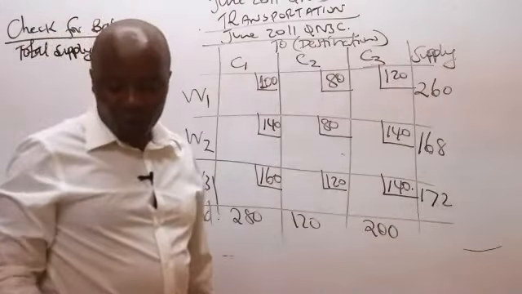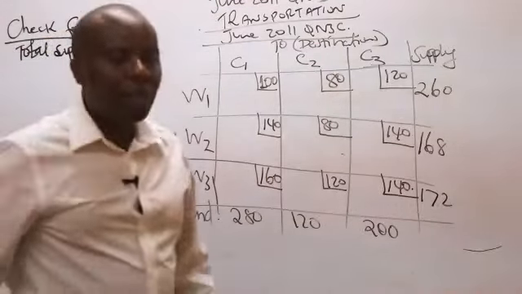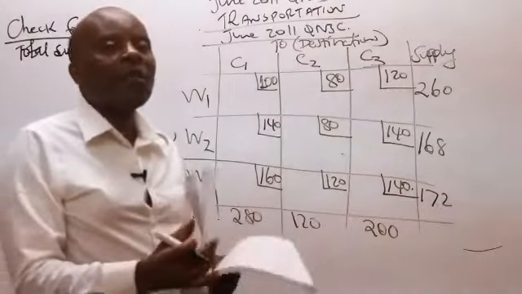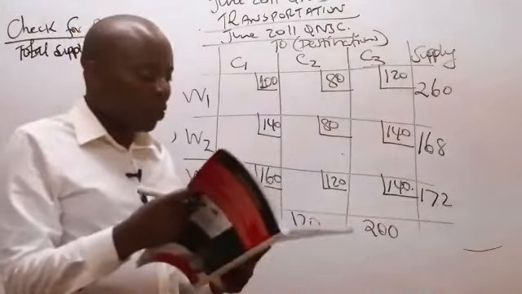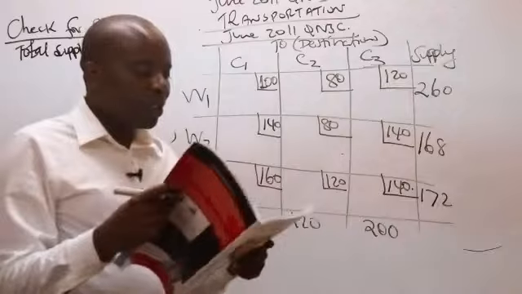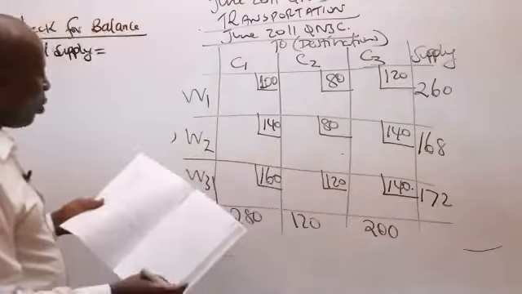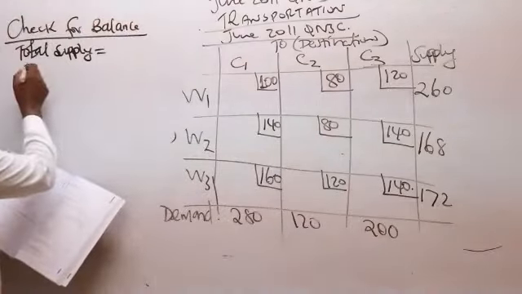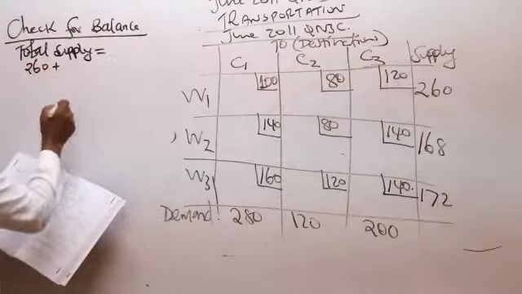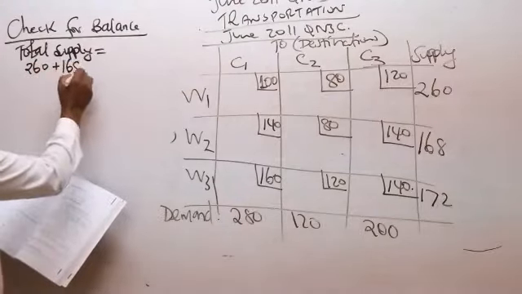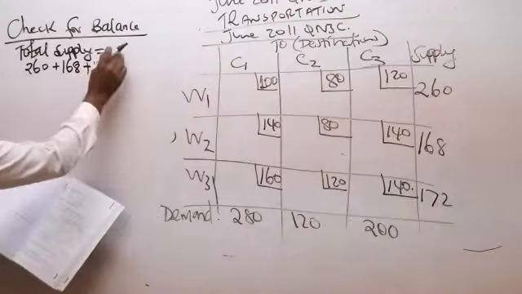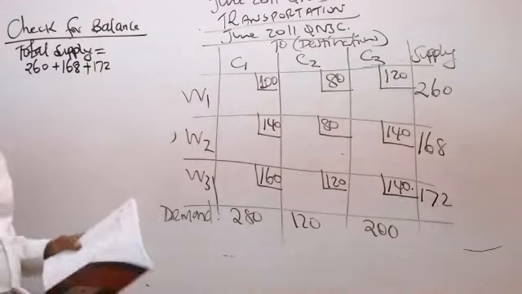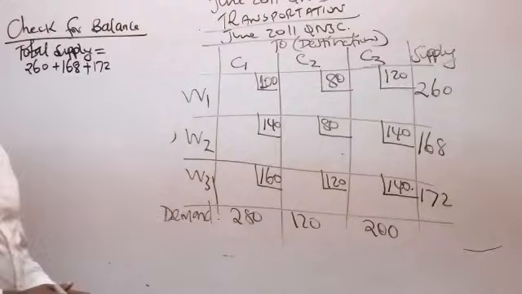Are you able to see the total supply in the question? Remember, it is the supplies that we're getting from our warehouses. Warehouse 1 is able to give us 260 plus 168 plus 172. Could you kindly give me this figure?